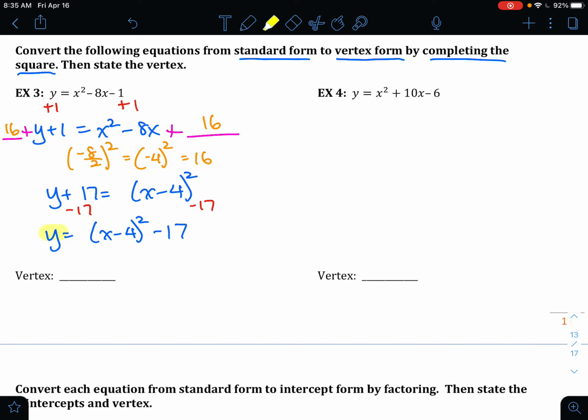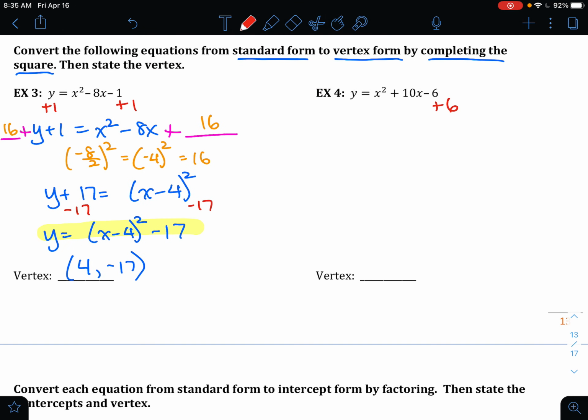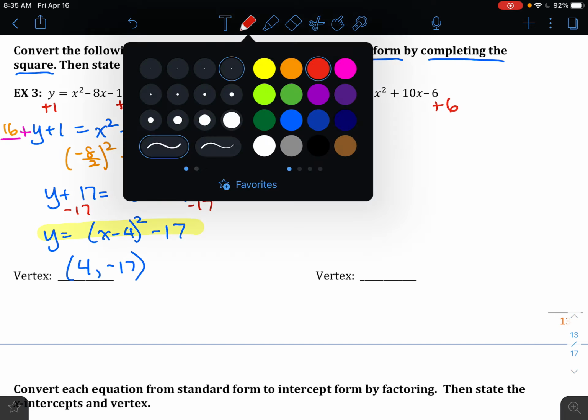Okay, here is my vertex form. And then I'm going to grab the vertex out of this format, not standard form, because with standard form, remember, I have to do that negative b over 2a. So we have 4, negative 17. Okay, I'm going to run through number 4 real quick here. So if you have an answer, you can skip ahead in the video.